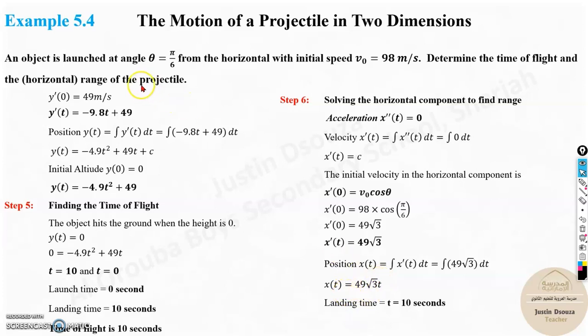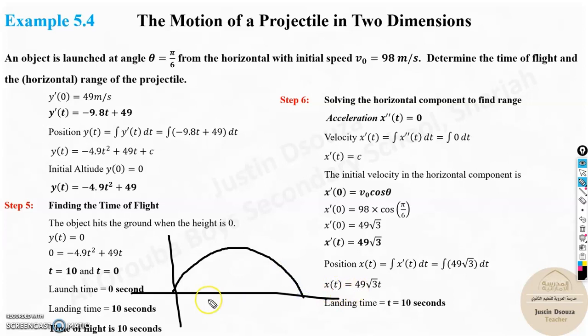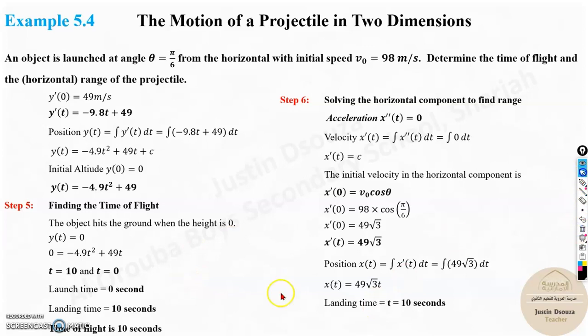Now how do you find the range? Range means how much distance it has covered. We know x of t, the horizontal position, is 49 root 3t. What is the time when it touches the ground? It is 10 seconds. So if you multiply 49 root 3 by 10, you will get the range. You just put in the landing time, the time of flight, which was 10 seconds.